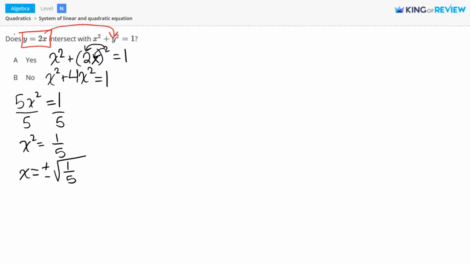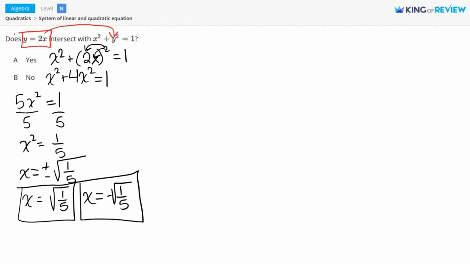So I have two values for x. I have x equals the square root of 1/5, and I have x equals negative the square root of 1/5. So this shows me that I have two points of intersection, and these are the x-coordinates of my points of intersection. So yes, they do intersect. You could also graph these two equations on your graphing calculator and see where they intersect, or you can plot them by hand. So let's do a sketch of what they can look like.